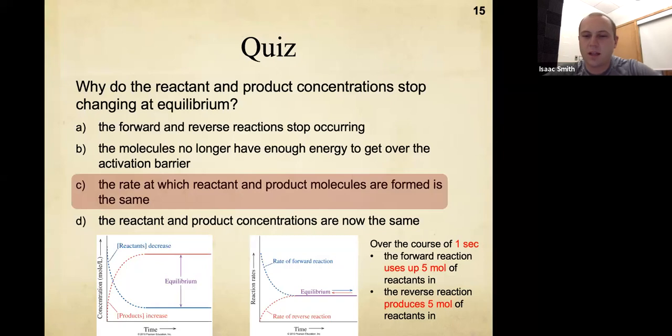This little note here that explains the answer a little more says, let's imagine over the course of 1 second, the forward reaction uses 5 moles of reactants. So that rate would be 5 moles per second. And the reverse reaction produces 5 moles of reactants. So the rate in the reverse direction is going to be 5 moles per second. So you can see that products are being created just as fast as they're going away. But since that rate is the same, the concentration doesn't change. I've said the same thing a lot. Hopefully it's starting to click a little bit.